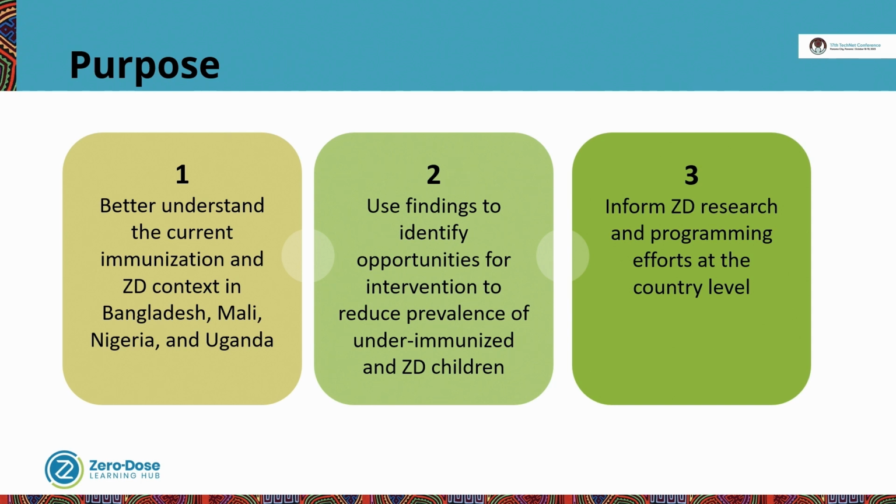These landscapes are intended to help us better understand the unique immunization context in each of those countries, to identify opportunities for intervention to reduce the prevalence of zero-dose and under-immunized children, and finally to help inform zero-dose research and programming efforts at the country level. So in short, we're looking at all of the available resources and research in these 4 countries that help us better understand the country-level zero-dose context. We're synthesizing that evidence and then identifying areas where there may be research gaps or where we may be able to direct programming efforts in the future.